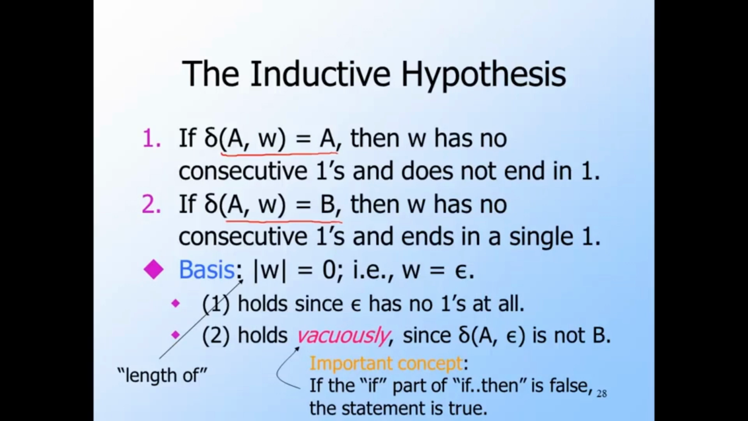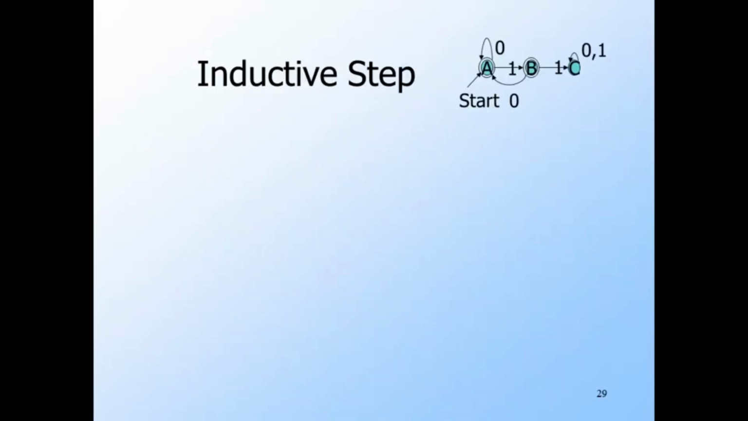Thus, a statement like, "if I am Superman, then I wear red undershorts," is a true statement simply because I am not Superman. You don't have to concern yourself with the color of my undershorts. The mathematical term for an if-then statement that is true because the if part is false is that the statement holds vacuously.